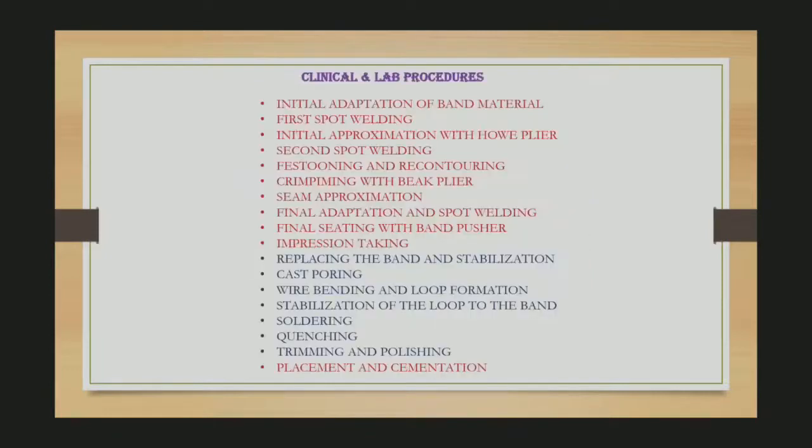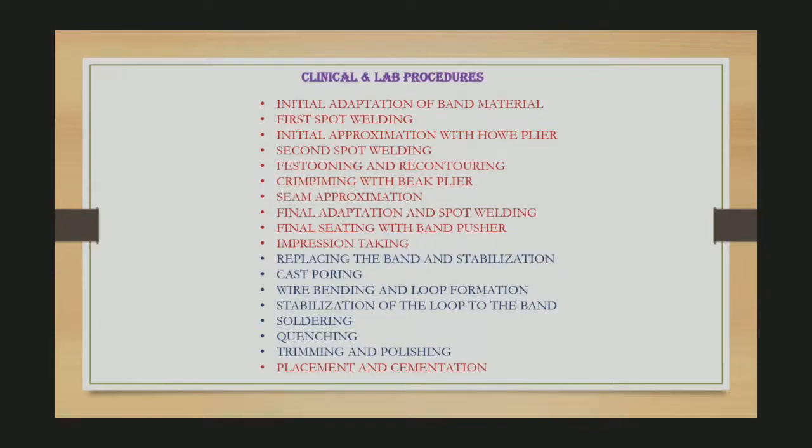On fabrication, there are two processes. The fabrication of the space maintainer includes clinical as well as lab procedures. The procedures which I marked in red are the procedures which have to be done in the patient's oral cavity, whereas the procedures which I marked in blue are the procedures which will be done in the laboratory.